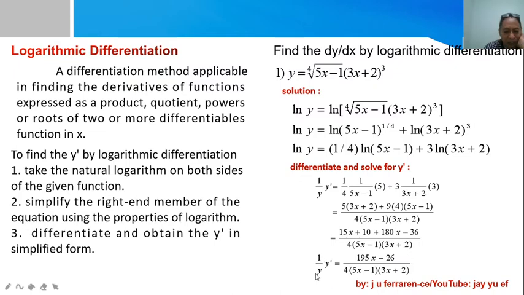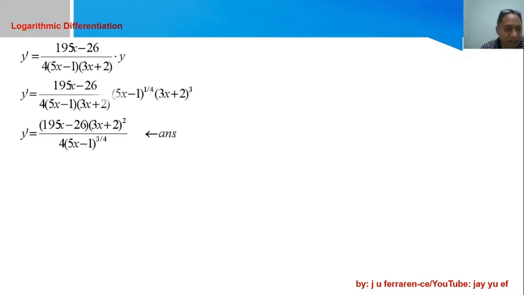Now, in order to solve for y prime, I have to multiply by y on both sides. The result is the ratio multiplied with y, and my y can be replaced with the given, which is the fourth root of 5x minus 1 and the cube of 3x plus 2. I have to let my 5x minus 1 appear once, because it is appearing in duplication, so I combine them as one. One has a power of 1 while the other has a power of 1/4. So 1/4 will be subtracted from 1, and I can have the 5x minus 1 be placed in the denominator so that the power can be a positive exponent.